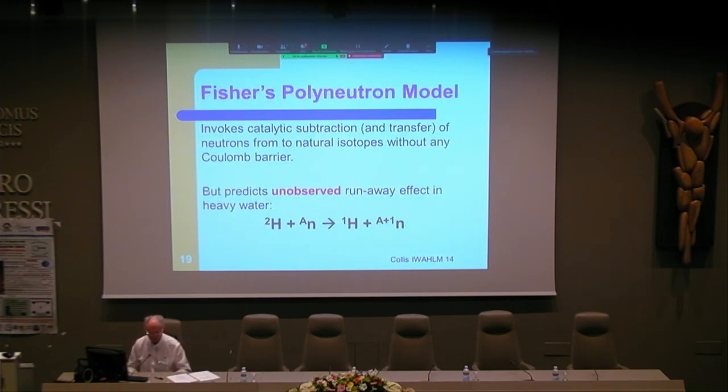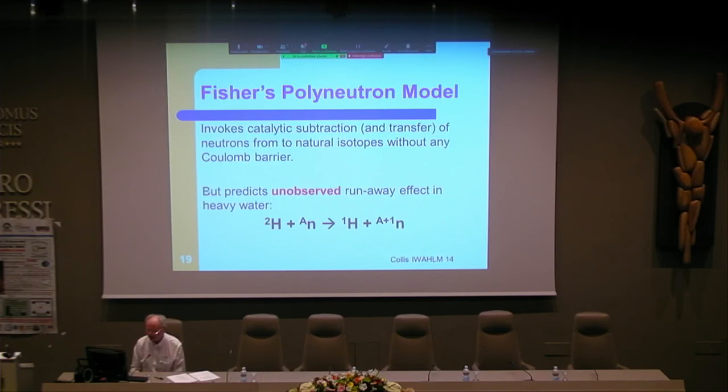There used to be a time when I was a very strong proponent of Fisher's polyneutron theory. The trouble with this, and I think I realized it, but you know, when you get enthusiastic about a theory, you tend to suppress your worries. The thing about this is, if polyneutrons existed and they just passed into some heavy water, which is quite a dense concentration of deuterium, you would expect a runaway chain reaction of the kind we see at the bottom here.